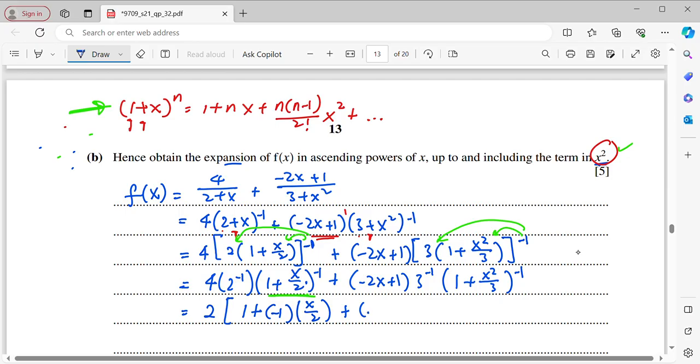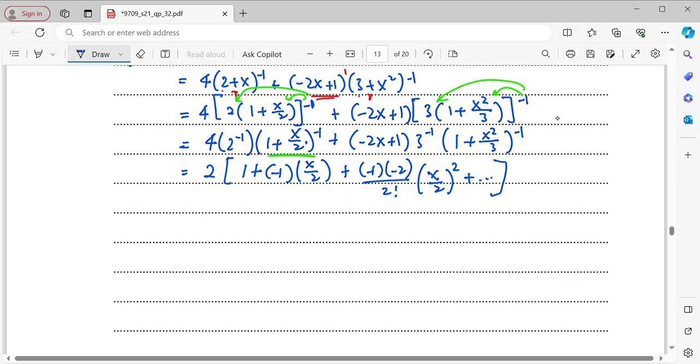Okay, plus n, the n minus 1 over 2 factorial, after that x over 2 squared. That is my first expansion. And then my second expansion is going to be plus negative 2x plus 1. This 3 power negative 1 is 1 over 3.